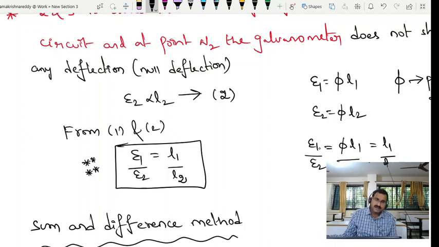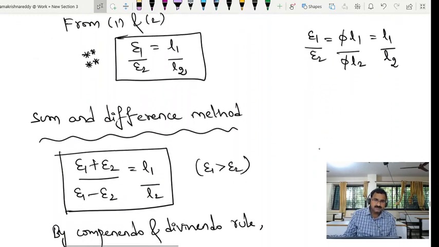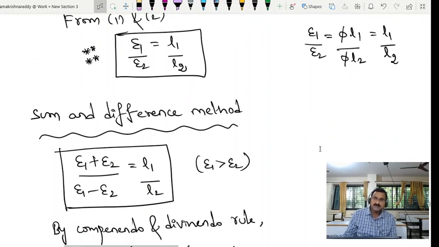Next, coming to another important one, the sum and difference method. Sum and difference method means E1 is greater than E2. In the first case two cells are there, both connected in the same way, then E1 plus E2 is obtained there. Otherwise, if one is connected oppositely, the effective EMF becomes E1 minus E2.